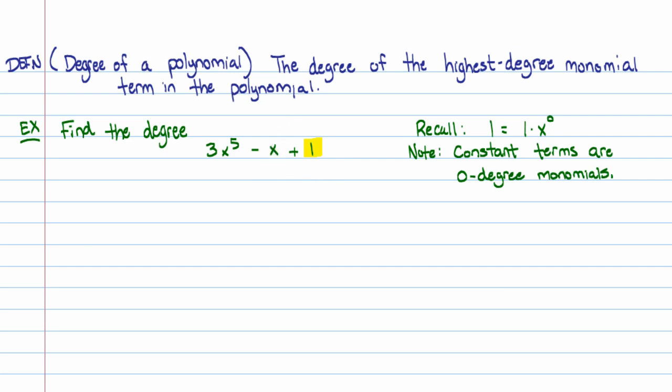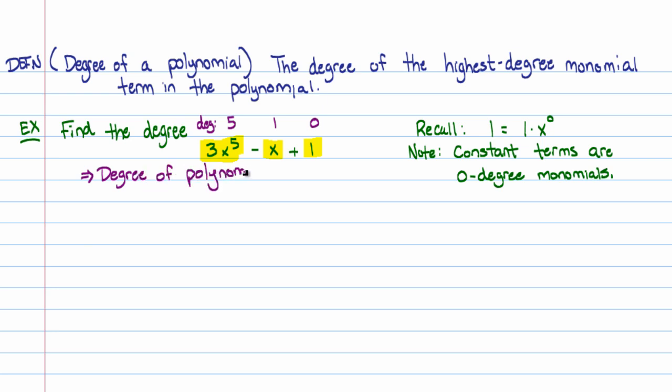The degree on this second term here is just 1, and the degree on the first monomial is 5. Let me write the degrees above it so you can see what I'm talking about. This is degree 5, 1, and 0. So obviously, of these degrees, the highest degree monomial term would be this first term. So that would be the degree of the polynomial. This implies the degree of the polynomial is 5.